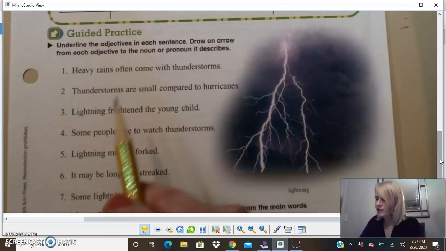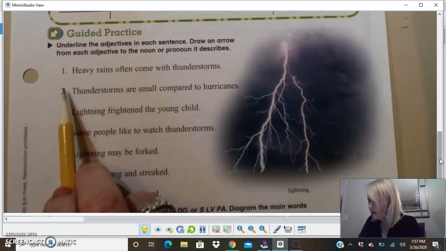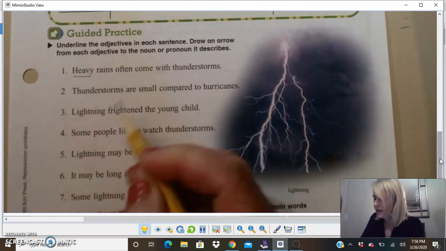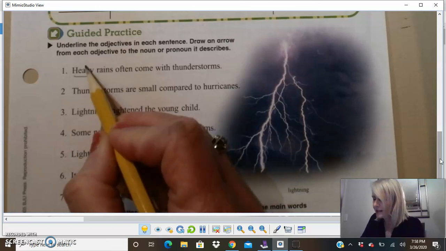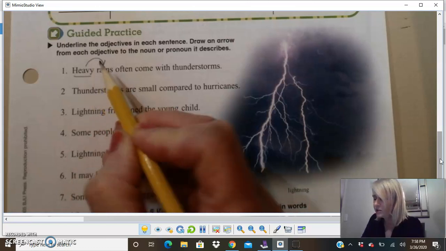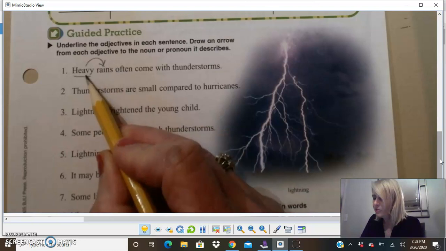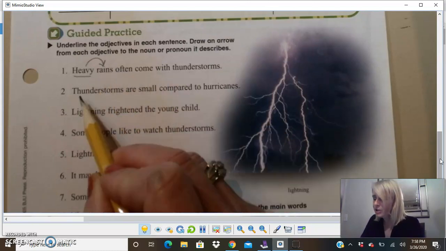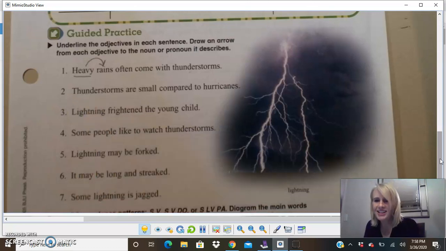So I'm going to look down here at my paper for just a second. Heavy would be an adjective, and it would describe rains. So let's draw an arrow to rains. Heavy rains often come with thunderstorms. All right, let's look at number 2. I'm going to give you guys a chance to read that. All right, the sentence says, the thunderstorms are small compared to hurricanes.